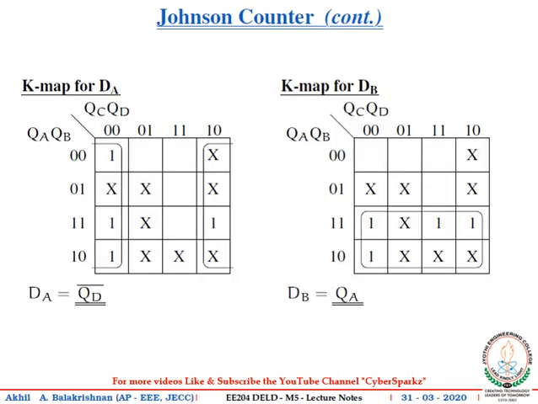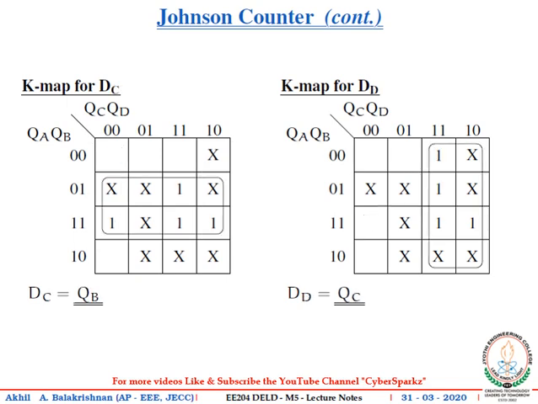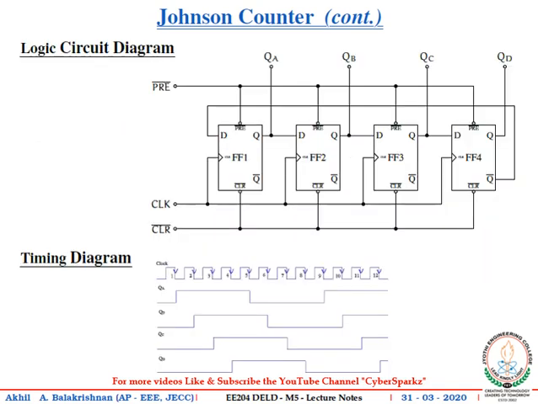On simplification, the K-map for DA is as shown on the left side, and DA is obtained as QD bar, and the K-map for DB is on the right side, and DB is obtained as QA. On the left side we can see the K-map for DC, and on simplification DC is obtained as QB, and on the right side we can see the K-map for DD, and DD is obtained as QC. Now using these minimal Boolean expressions, the completed logic circuit diagram is as shown in the figure.